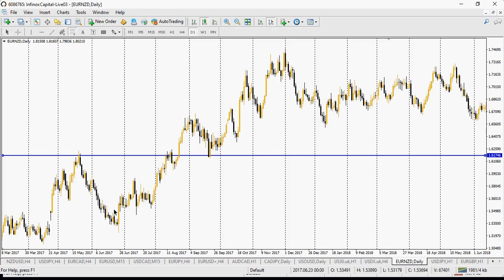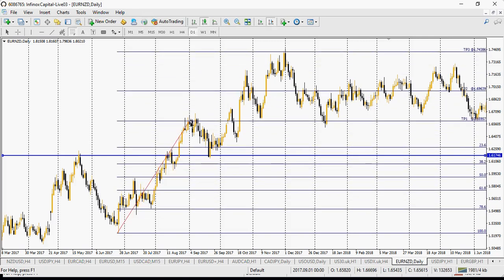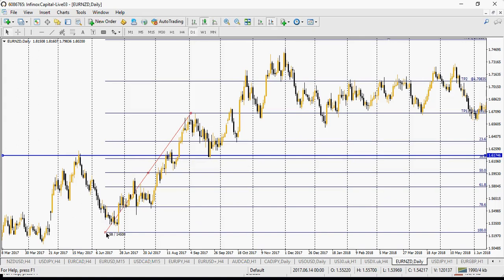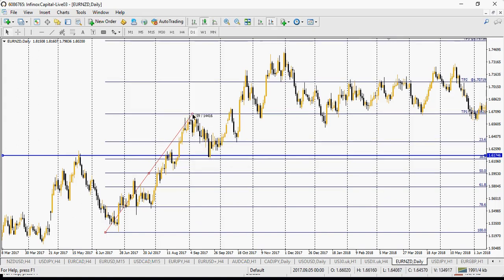So market came in, broke through, and then took out this area of support resistance, and then came to retest it exactly at 38.2 level. Okay? It came to 38.2 level, and then it gave me a reversal. This is a reversal candle right here.